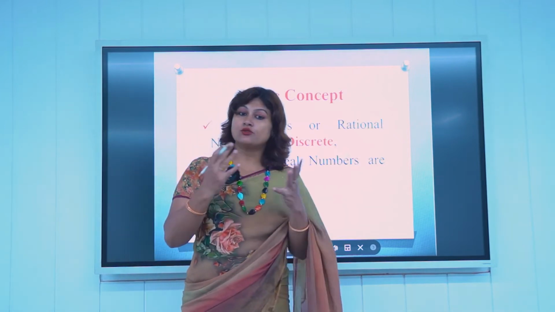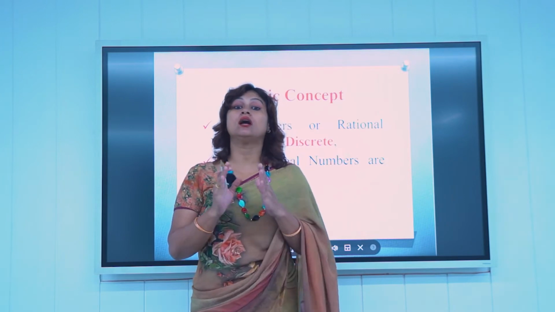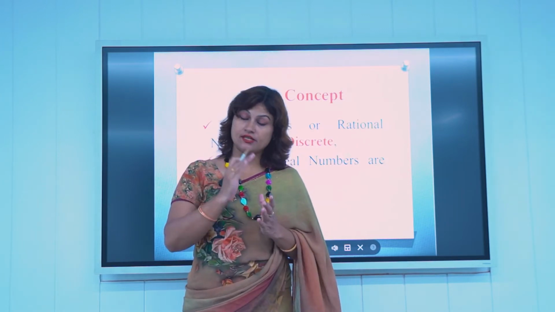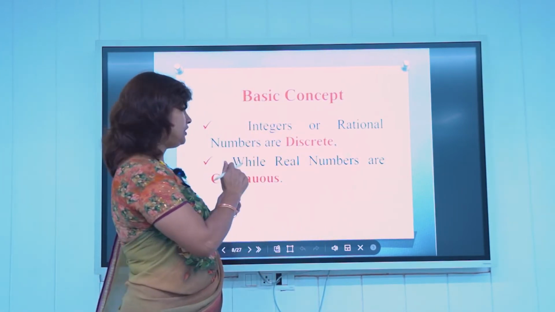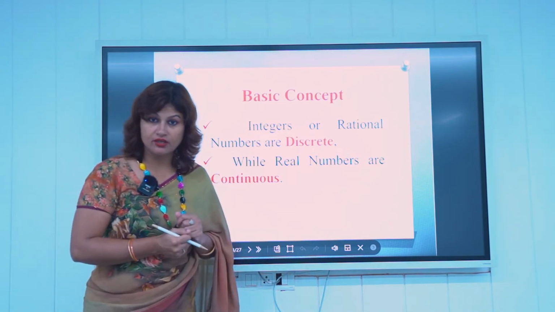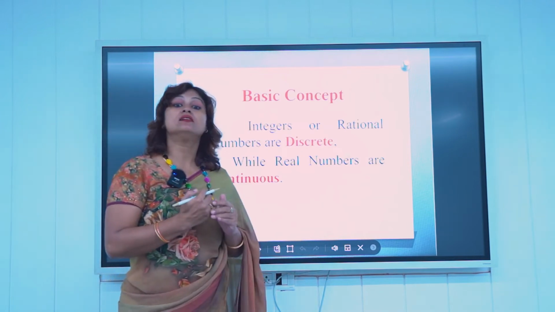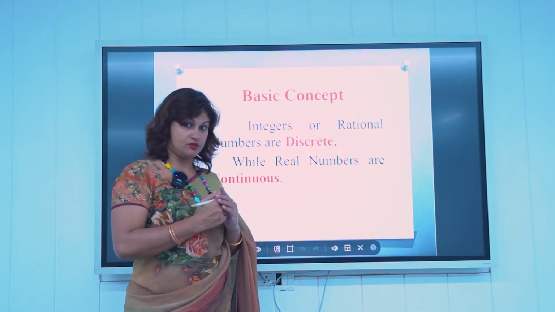So in whatsoever situation we are, we'll first focus on the number of count. If it is pointing towards integer or rational numbers, then it is the case of discrete random variable. If it is pointing towards real numbers, then it is the case of continuous random variable.